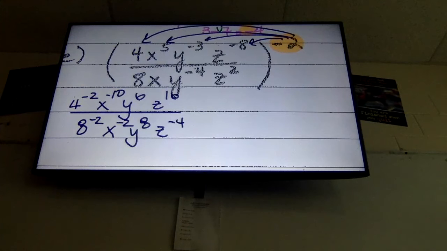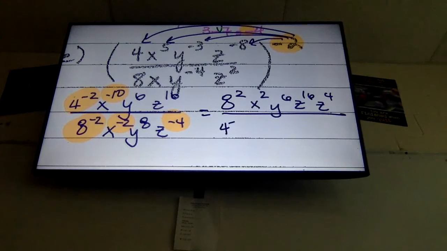All right, this is maybe where I would start switching places. So again, you could just simplify as need be, but because my coefficients are to the negative power, I'm going to switch everything. So anything that's a negative exponent, it's going to switch sides. So I'm going to get 8 squared on top, as well as x squared, y to the 6th stays on top, and I get z to the 16th and z to the 4th on top. And on the bottom, I get 4 to the 2nd, I get x to the 10th, and I get y to the 8th. Does that look good to you guys?